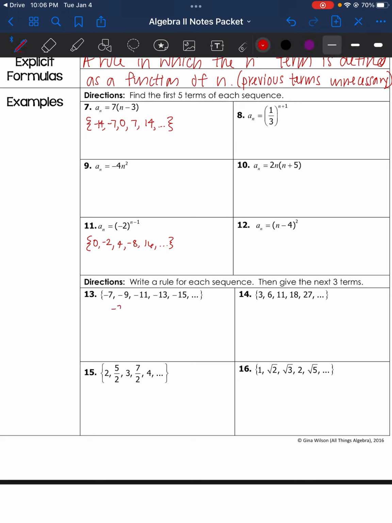Let's go back to this 2 idea. Negative 2 times 2 is negative 4, and then we would subtract 5 here to get negative 9. Let's see what we can do with 3 and negative 11. Negative 2 times 3 is negative 6 minus 5, negative 11. There we go. Negative 2 times 4 is negative 8 minus 5. Okay, so I think I found our rule here. We have to multiply each of the numbers by negative 2 and then subtract 5.